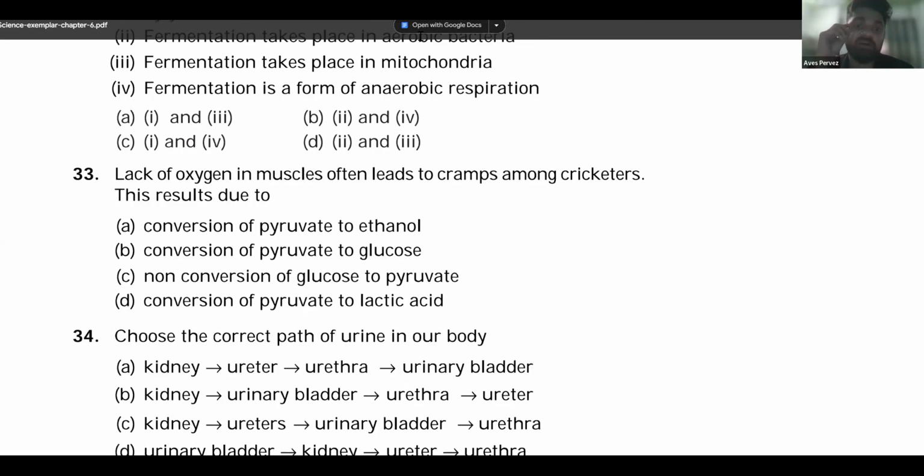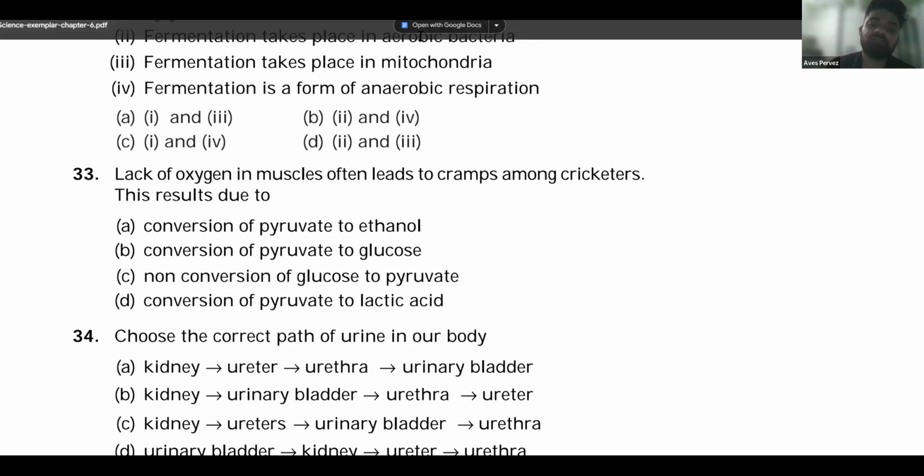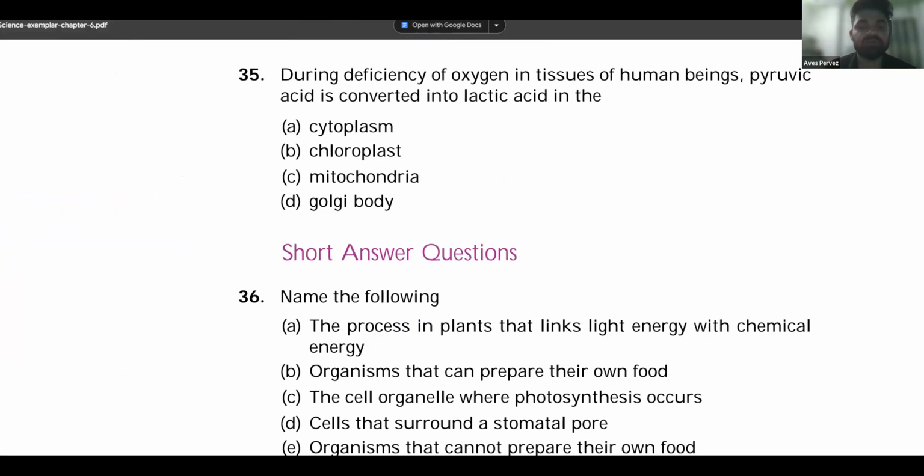Okay, tell me. Lack of oxygen in muscles leads to cramps among the cricketers. This is a result of Option D, conversion of pyruvate into lactic acid. Yes, this is the human process. Okay, very good.